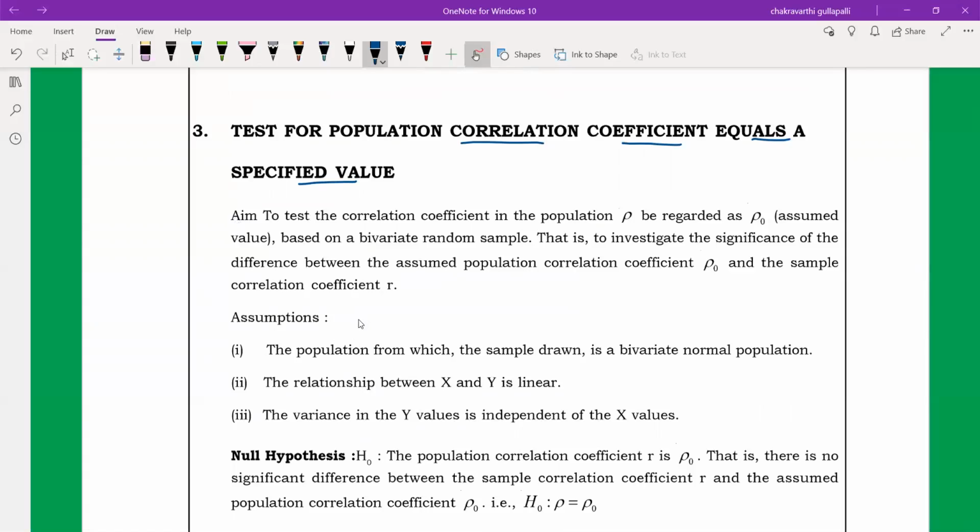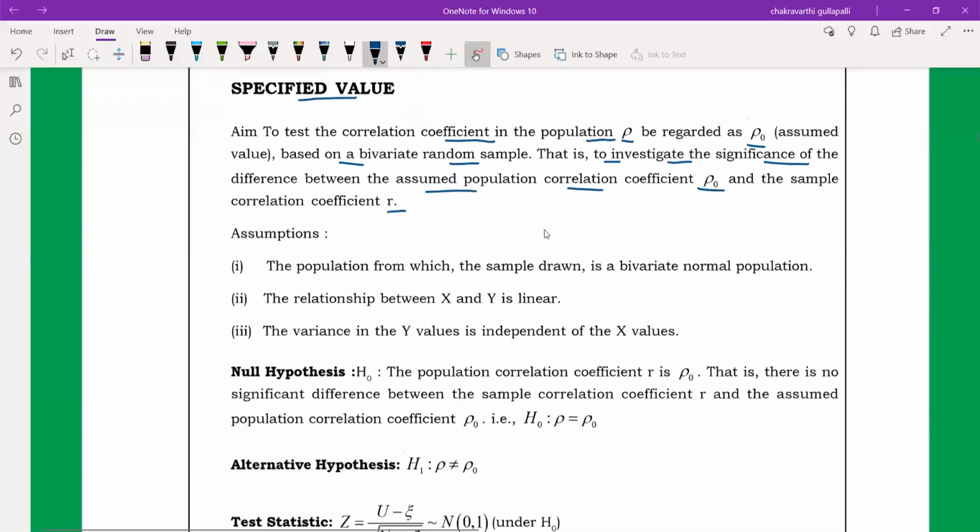Aim: to test whether the correlation coefficient in the population rho can be regarded as rho naught, an assumed value, based on a bivariate random sample. That is, to investigate the significance of the difference between the assumed population correlation coefficient rho and the sample correlation coefficient R. Rho is the population correlation, and R is the Karl Pearson correlation coefficient, the sample correlation. There is no difference between the population correlation and the sample correlation.